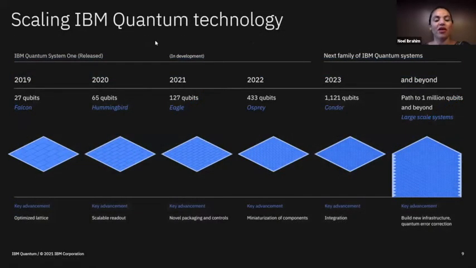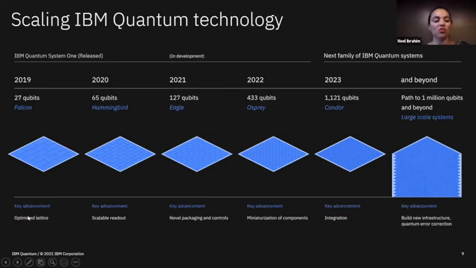And that brings us to the IBM roadmap. So as we see here, IBM has published a roadmap for their plans to scale quantum technology. Where we are today is the Hummingbird machine with 65 qubits. This year, we're expecting the release of the 127 qubit Eagle machine, going on to the 433 qubit Osprey machine in 2022. And then finally, the 1,121 qubit Condor machine in 2023.